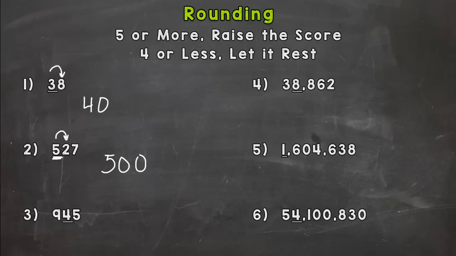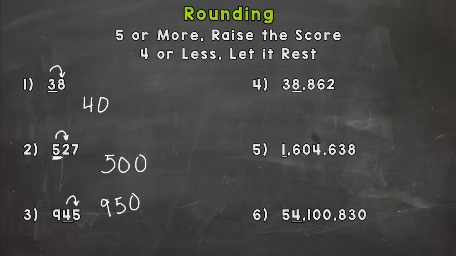So let's take a look at number 3 here. We're rounding the tens place, that 4. So we look next door, and we have 5 or more there. So we need to raise the score. We need to round up to 950. That 4 is going to change to a 5, round up, and then everything to the right of the underlined digit is changed to a 0.